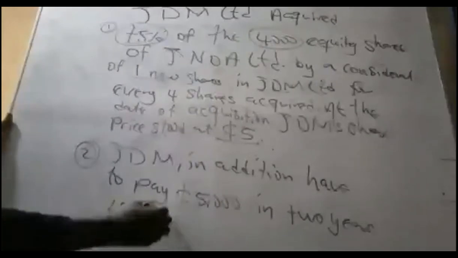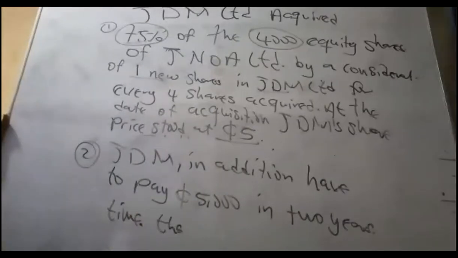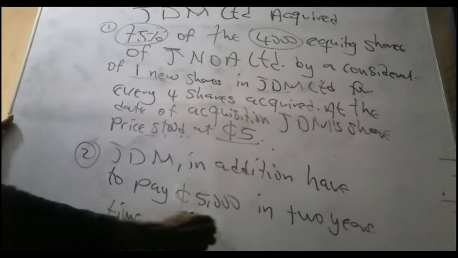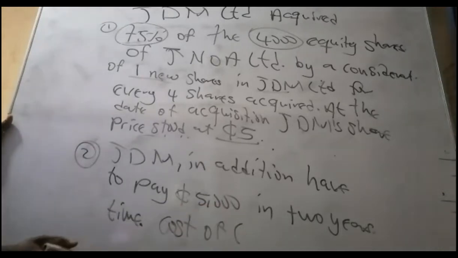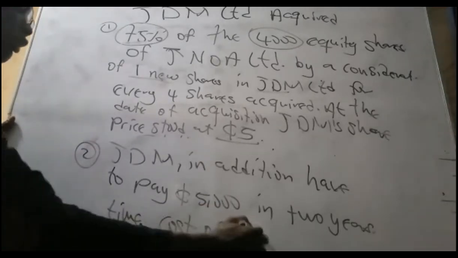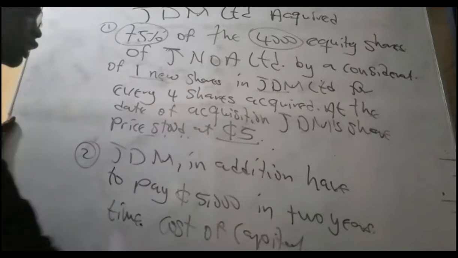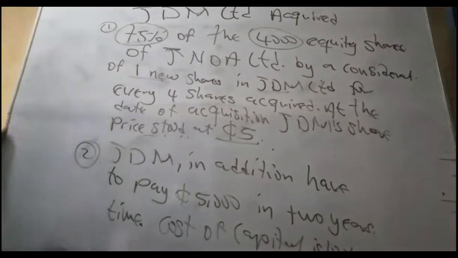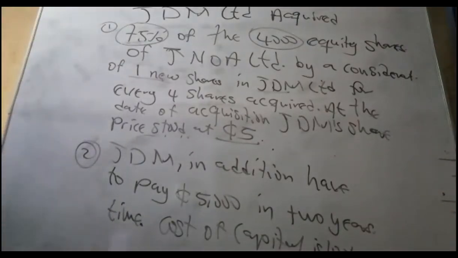The cost of capital for JDM is at the rate of 10%. So cost of capital for JDM is 10%. Now we are on deferred consideration. So I will explain the treatment of deferred consideration.